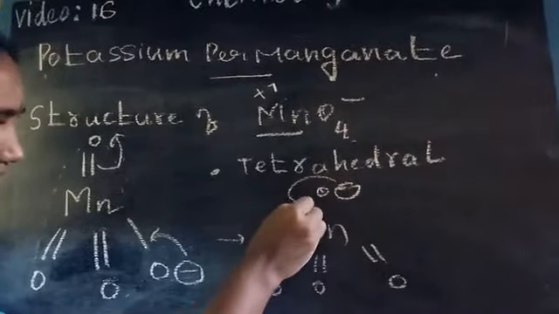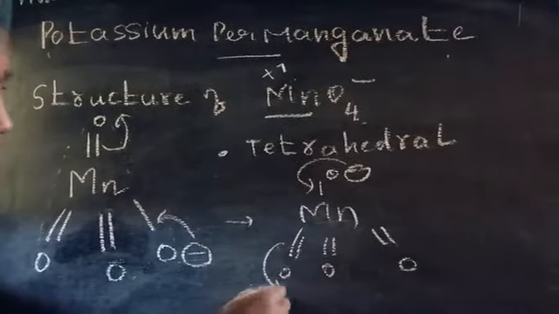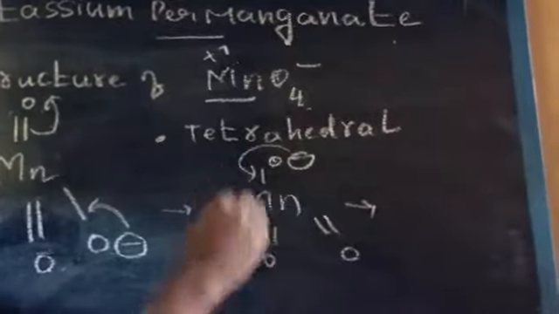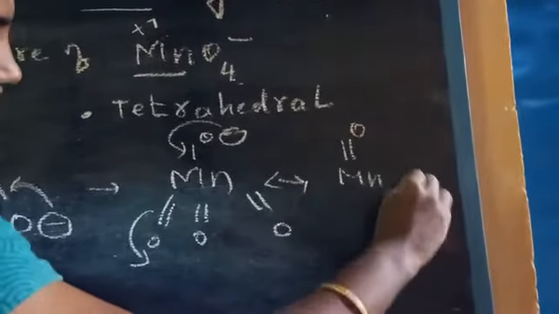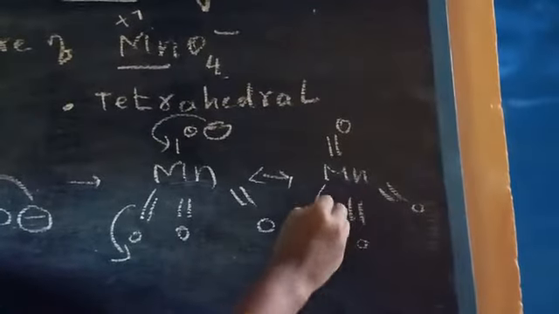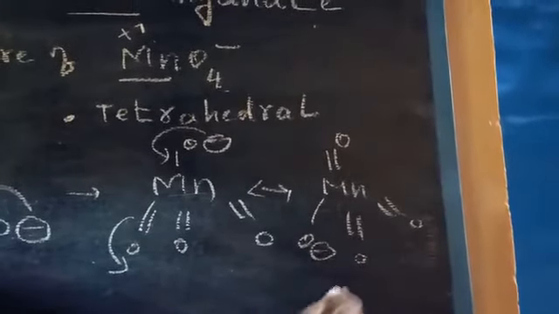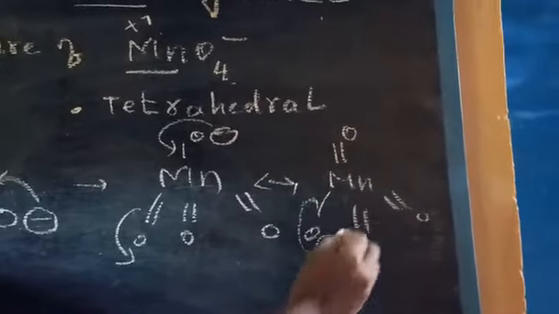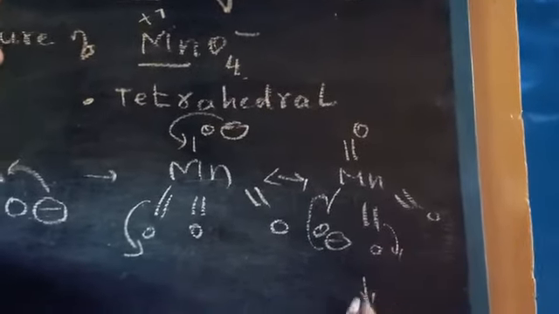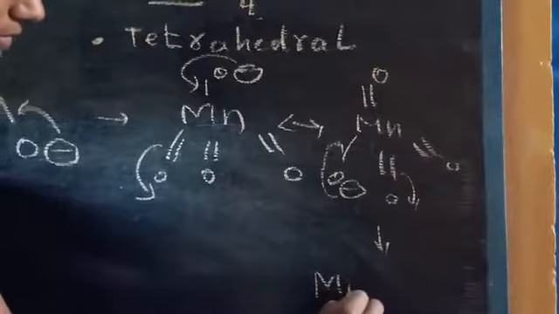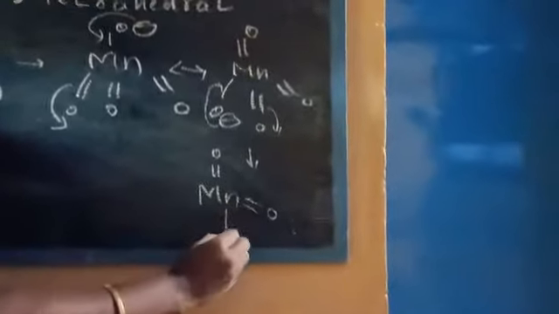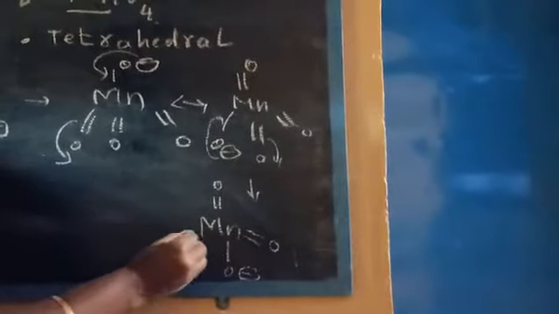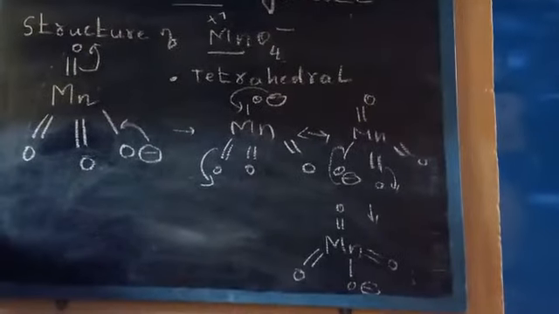What about the next step? This one enters inside, this electron comes out. So write the structure again. Mn, here double bond, here also double bond, here double bond, here single bond. Okay, what about the next step? Again this one enters inside, this electron comes out. Write the structure. Mn double bond O, double bond O, now here single bond, here double bond. Okay, so this is the resonance structure.